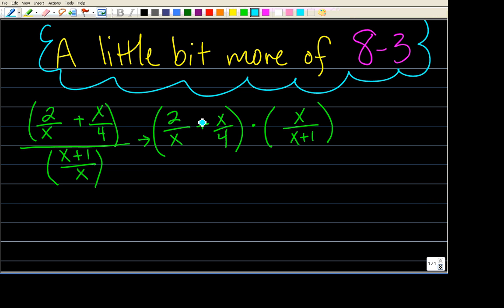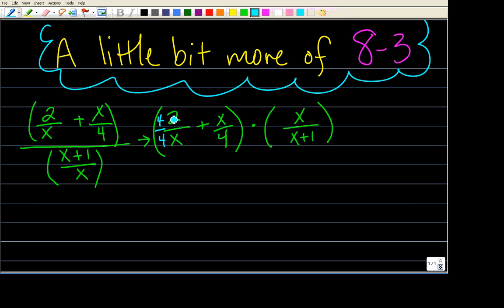I need to add those together, so I need a common denominator. My least common denominator will be 4x. I can see the x and the 4 are in no way related, so my option would be just to multiply them together. So my least common denominator will be 4x. To make this have a denominator of 4x, whatever I multiply on the bottom, I'll also multiply on the top.